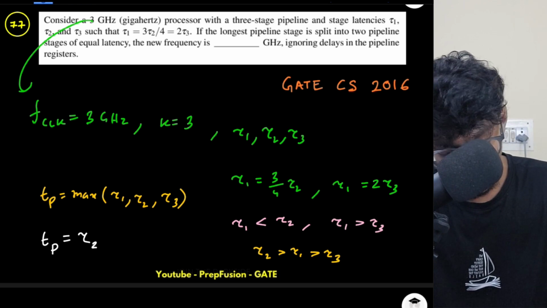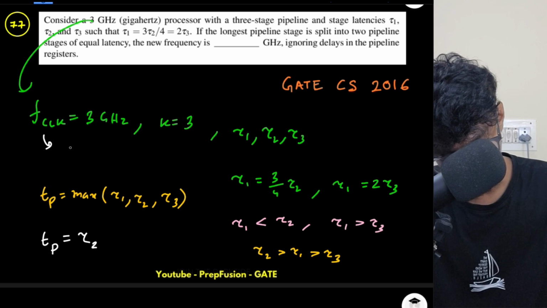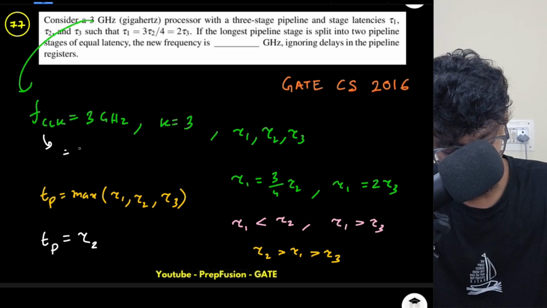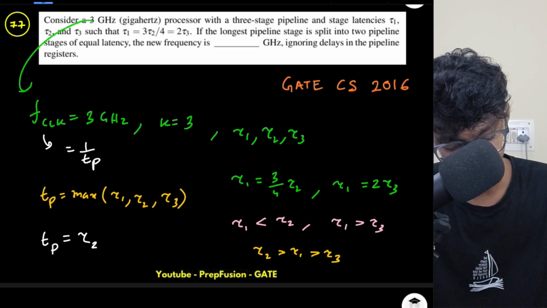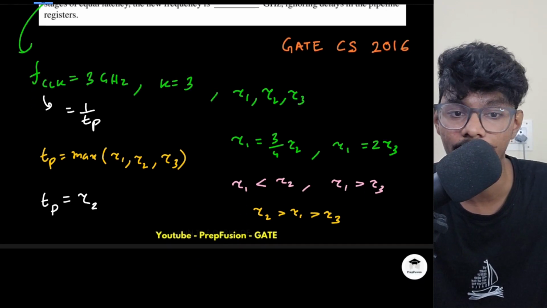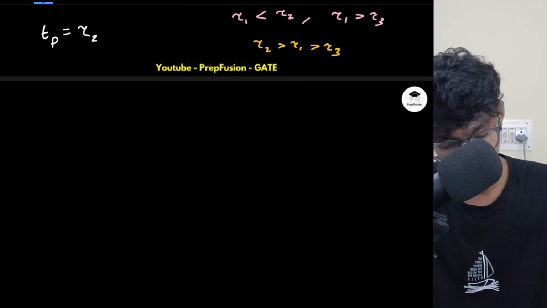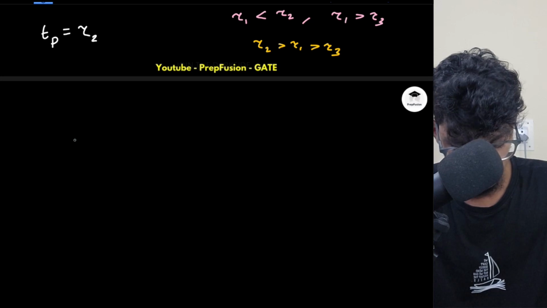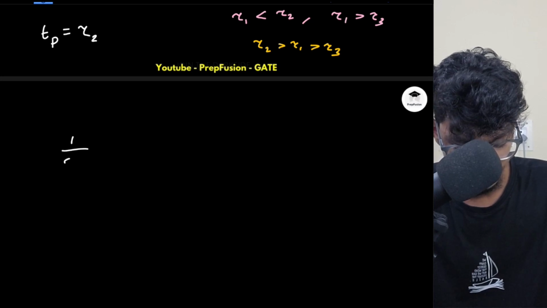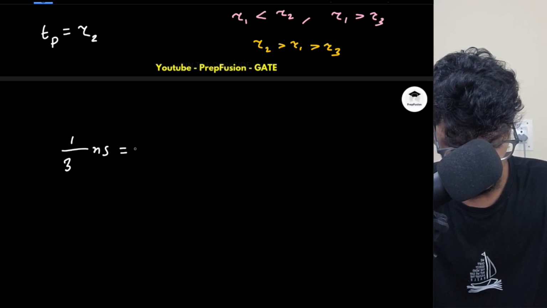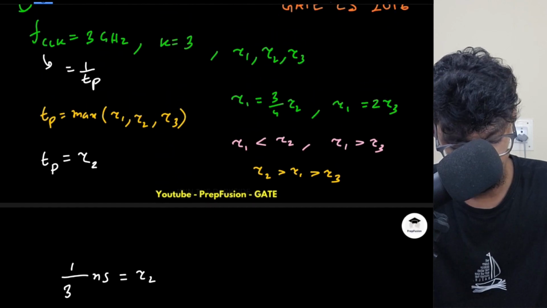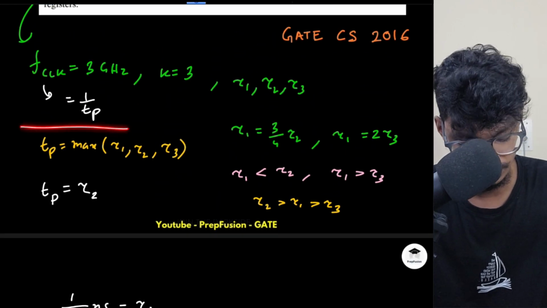Okay. And I also know f clock. And what is f clock? F clock is simply equal to 1 by TP, correct? So from here I can directly find out my tau 2. 1 by f clock, that is 1 by 3 gigahertz, or 1 by 3 nanoseconds, is equal to tau 2. Correct? I have directly found it because it is 1 by f clock.